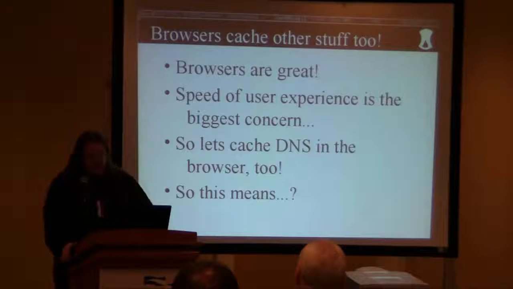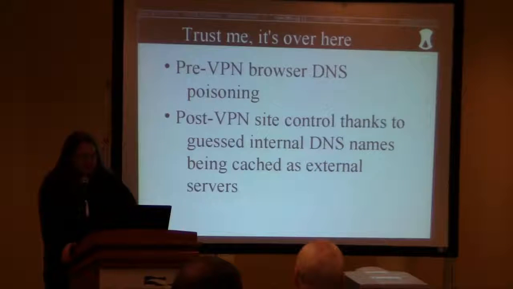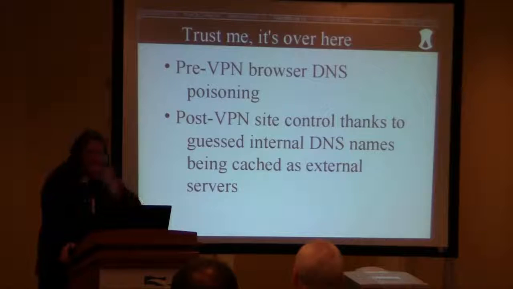Sure, you go to log in and it fails, but I have your password. Browsers are great. They cache everything, because the speed of the user experience is the biggest problem. So let's cache DNS in the browser too. Yeah, Firefox does that, IE does that. It's great. So what does that mean? I could poison your DNS pre-VPN in such a way that will stick in your browser post-VPN, so that, say I don't land the cache attack on intranet, but now I can make intranet go to a public IP I control. Sure, you might not attempt to go to it before you load your VPN, but it'll still work anyway.